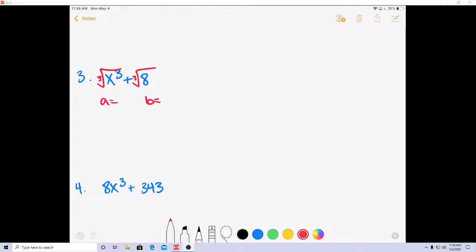But I still find a, which in this case is going to be x. I still find b, which in this case is going to be 2. Cube root both terms. But now it's going to be a plus b, so x plus 2. And then a squared. So if I square x, it's x squared. And then right here, it's a minus sign. A times b is 2 times x, or x times 2, which is 2x. Plus b squared. So if I square 2, I get a 4.